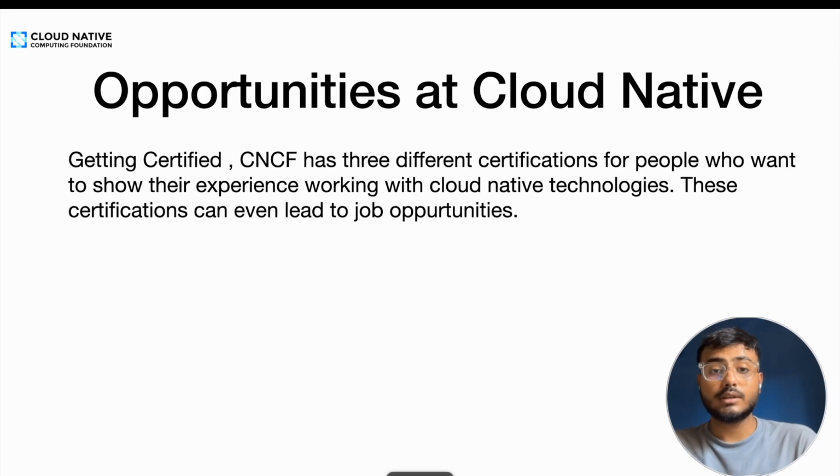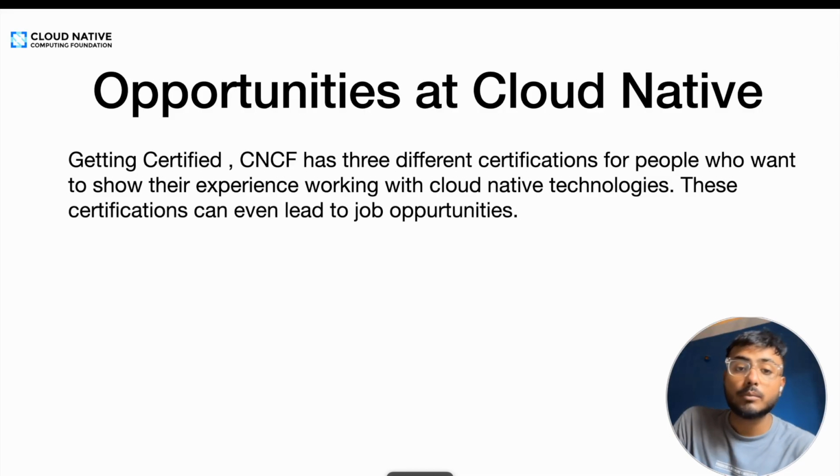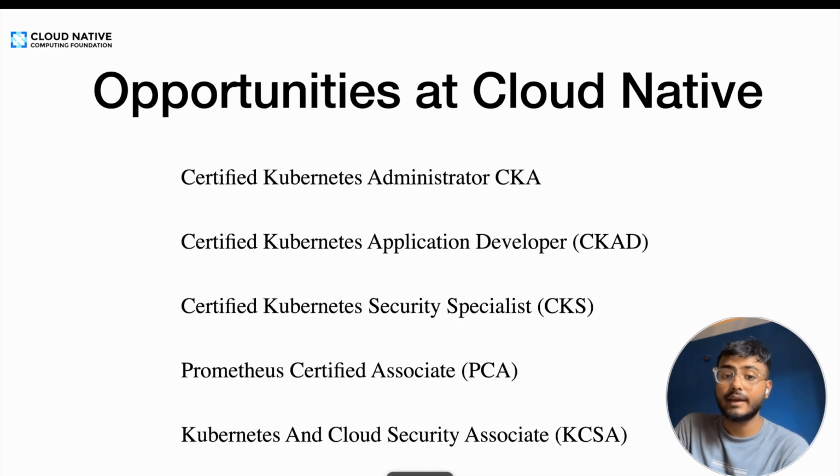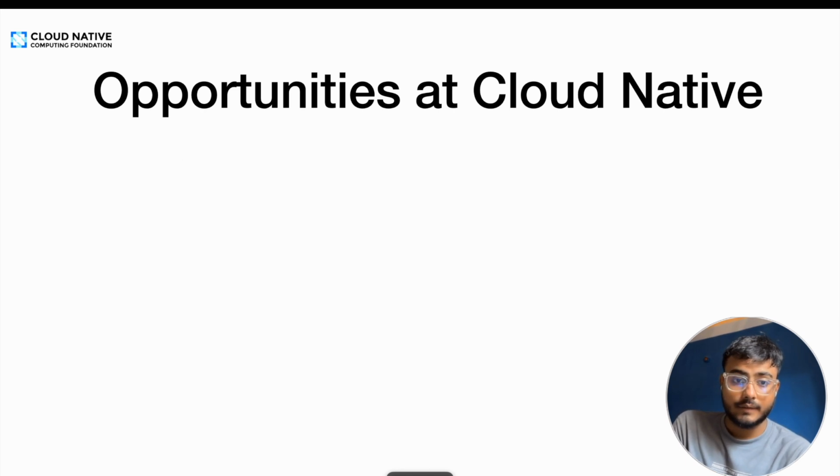You can also consider getting certified with CNCF. You can show off your experience with cloud native technologies. Some of the notable certifications offered by CNCF are CKA, CKAD, CKS, KCNA, and many more. All these certifications are really valued in the industry, so you can also consider getting certified.